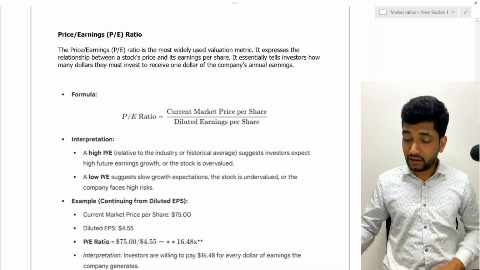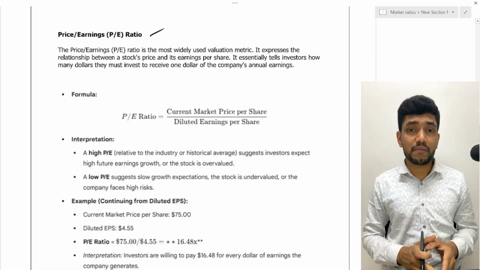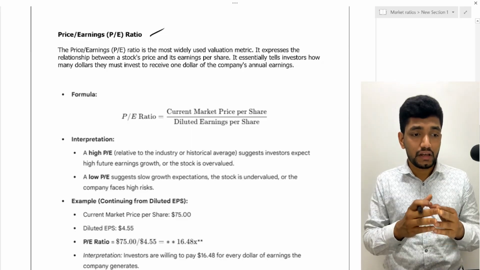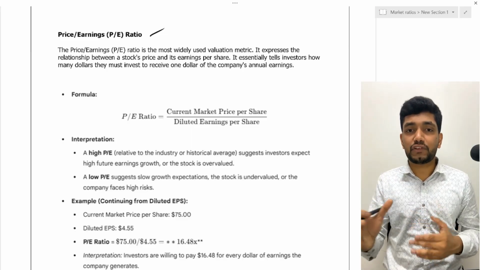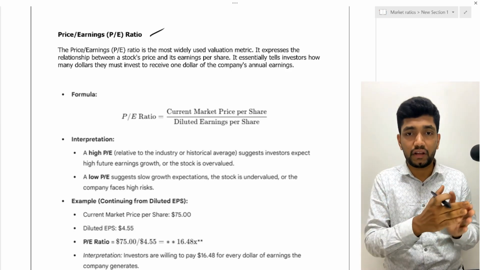Let's move to the next concept, that is price earning ratio. The name itself tells what it is. It is comparing the price of a share with the earning of the share. What is the price of a particular share and what is the earning of that share?